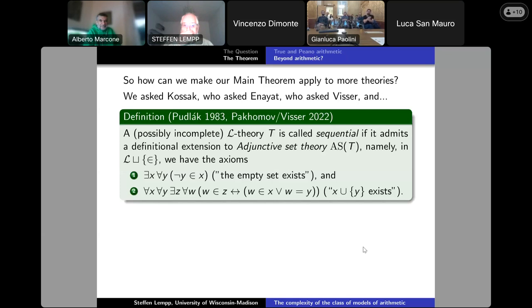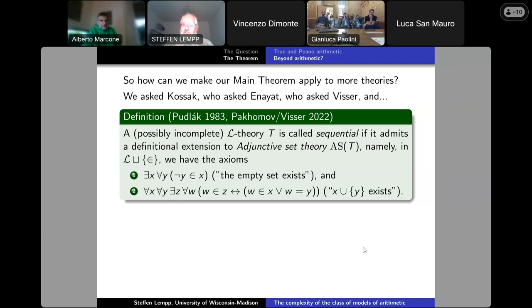that goes back 40 years, a notion due to Pudlák. So it's about sequential theories. This, by the way, is not the original definition of Pudlák. I'll hint at the original definition, but this is a much nicer definition, which is due to Pakhomov and Visser from a paper from last year. So if I have a possibly incomplete L theory, T, it's called sequential if it admits a definitional extension to what they call adjunctive set theory.